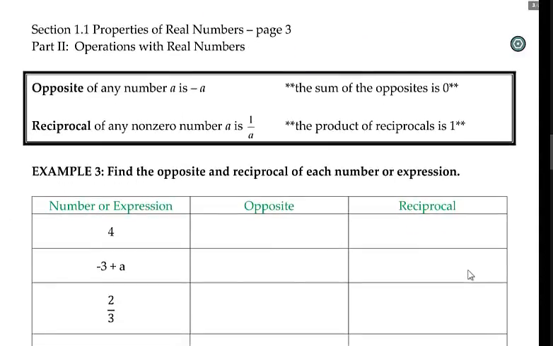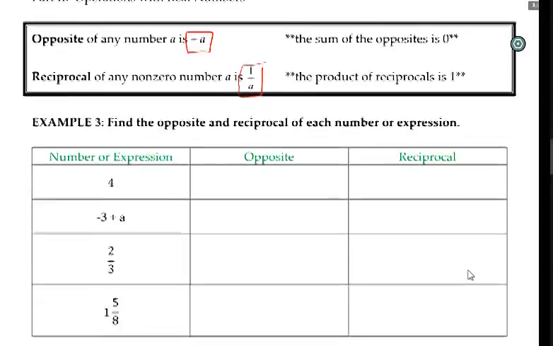Our next idea talks about opposites and reciprocals. Whenever we see a number that's written with a minus sign in front of it and a variable, we want to talk about that being the opposite of a versus negative a. And so we have opposite numbers, and then we have reciprocals. A reciprocal is defined as 1 divided by the original number or letter. So let's take a look at some examples here.